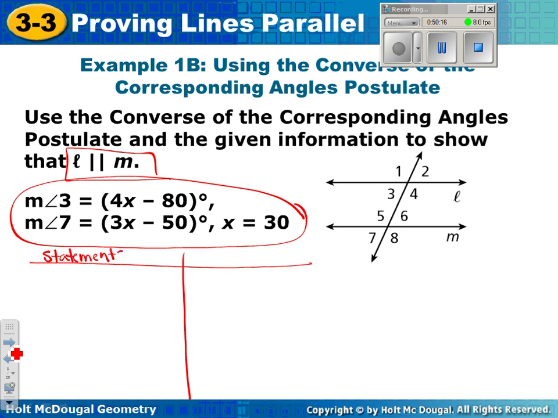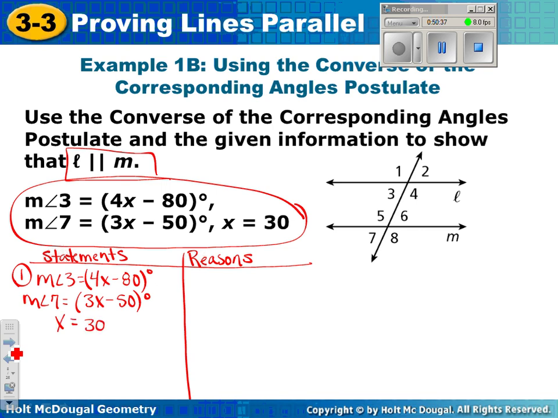Again, it said show, so that means I'm going to write a proof. Number 1, list your given. Measure of angle 3 equals 4x minus 80. Measure of angle 7 equals 3x minus 50. And x is equal to 30. Given.